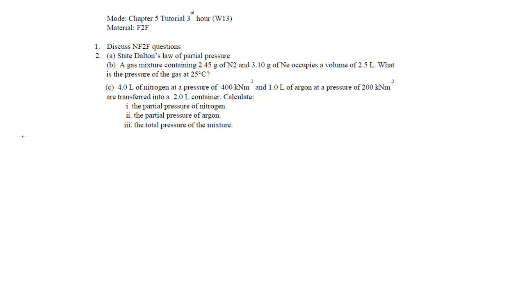First, we need to find the mole, then we can calculate the partial pressure of nitrogen gas and neon gas, using the ideal gas formula PV equals nRT. To find the number of mole, we have to convert mass to mole, so we divide by molar mass. We do one by one. First we find the mole of N2.